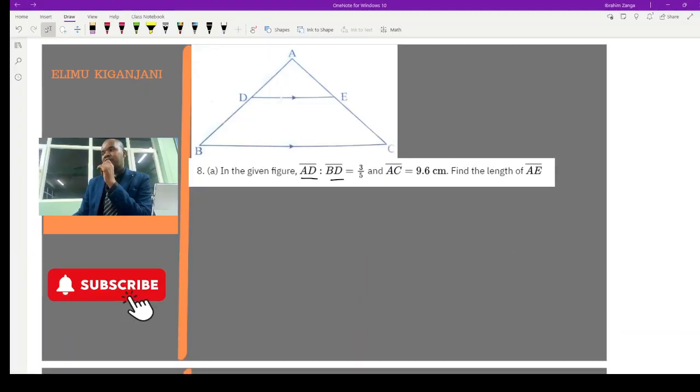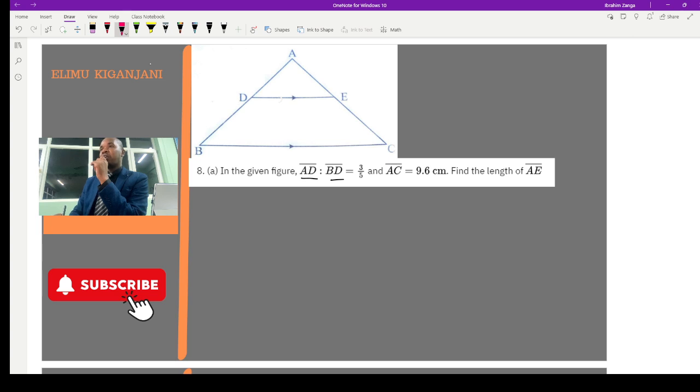So with question number 8, the question was, in the given figure, the ratio of AD to BD is 3/5 and AC is 9.6 centimeter. Find the length AE. So we are looking for length AE, dear students.